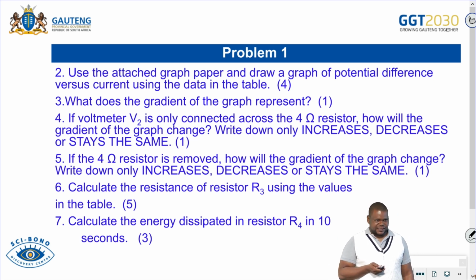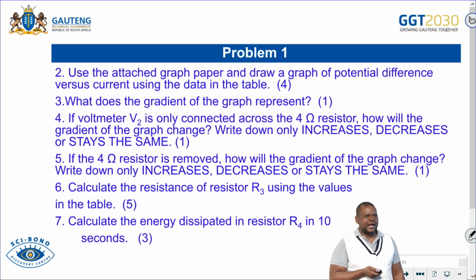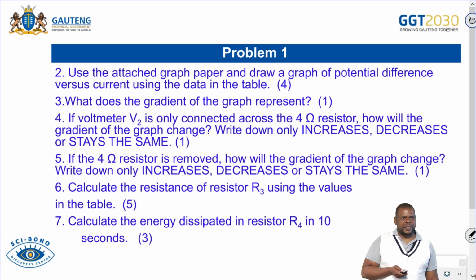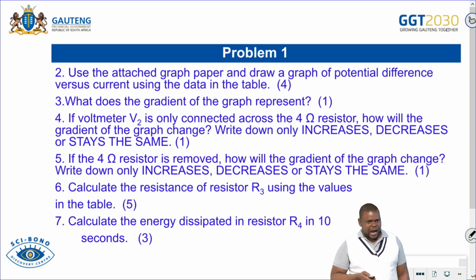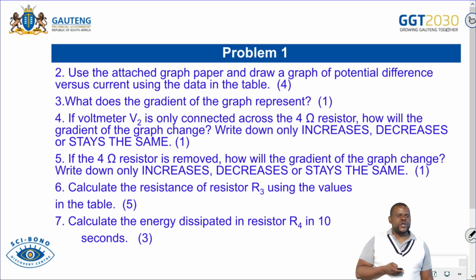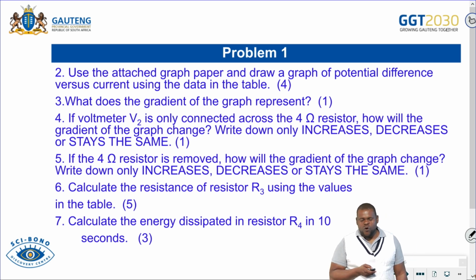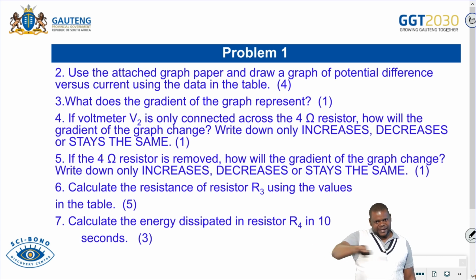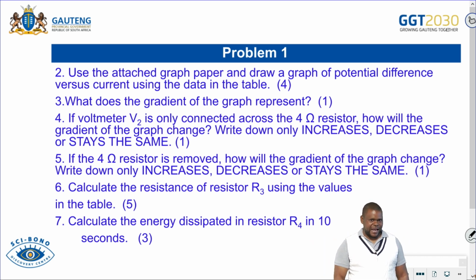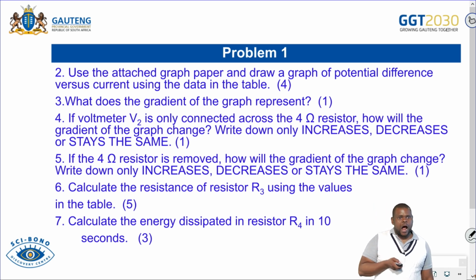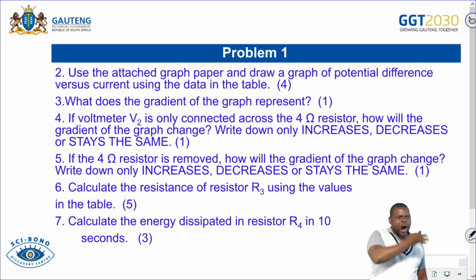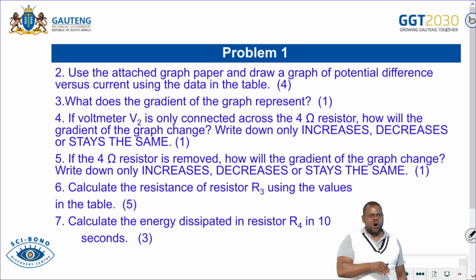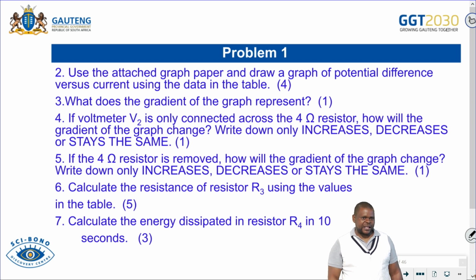Now, question two says, use the graph paper to draw the graph of what? Potential difference versus current. And grade 11s, remember, when we draw the graph, we start with the heading. Then after we've written down the heading, we draw the x-axis and the y-axis. Are we together? Yes. And we know that when we work with this law, current must be where? On the y-axis. And the potential difference will be on the x-axis. Are we together, grade 11s?